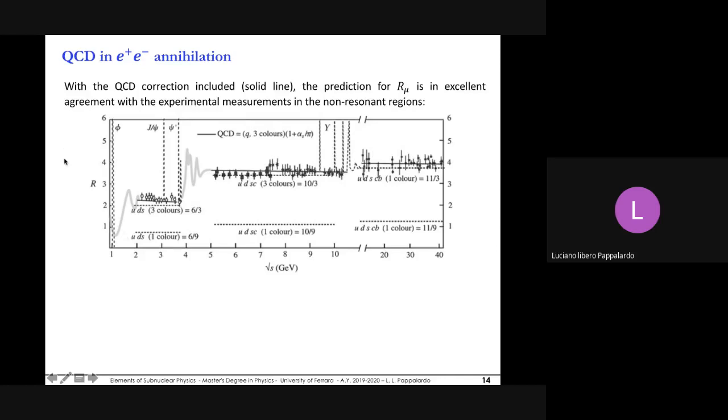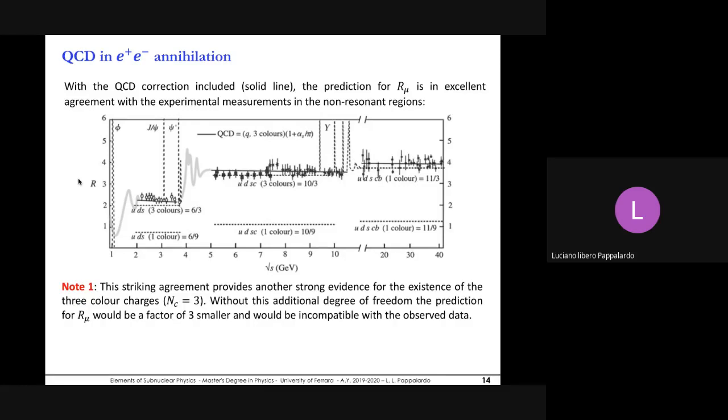If, on the other hand, there would be no color degree of freedom, so essentially just one color, the prediction would be right here, so completely off compared to the experimental data. So this agreement here in this ratio is a very, very strong proof of the existence of three colors in QCD, okay?